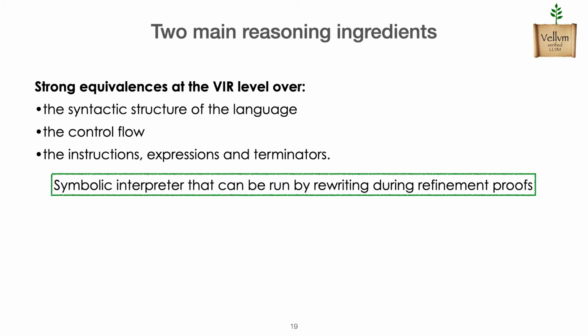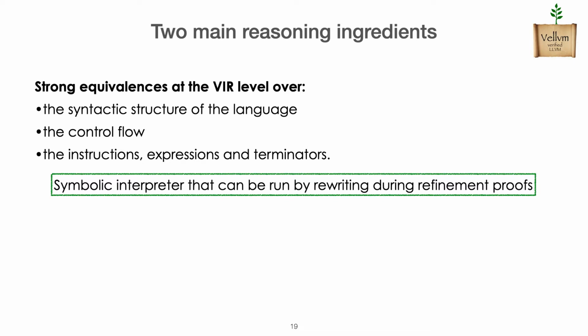Concretely, it gives us two main reasoning ingredients. The first one is this combination of strong equivalences that we have at the VIR level. We have equivalences about the syntactic structure of the language, about the control flow, but also about the instruction, expression, and terminators. When we put all of this together, it gives us some kind of symbolic interpreter that we can run by rewriting during any refinement proofs.